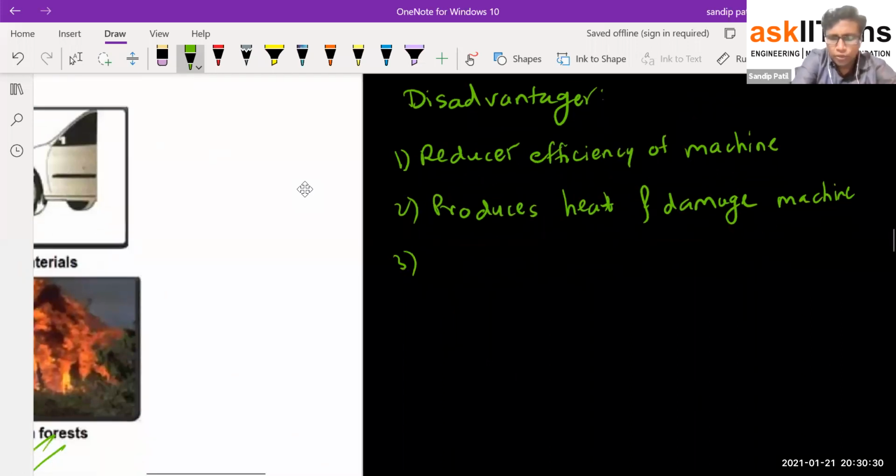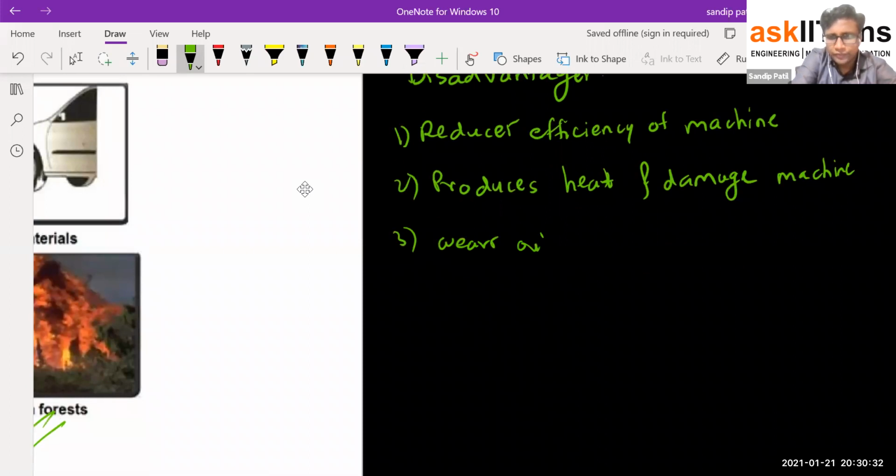Then friction wears out the machine, similar to our tire or the sole of the shoes, right?